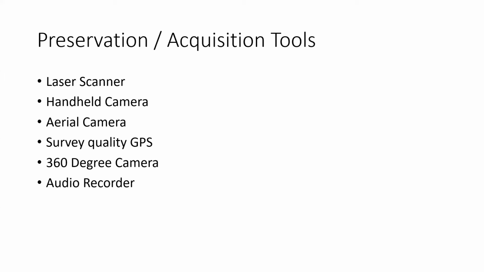Okay, so some of the tools that I think everyone should have when they're going to do something like some kind of site preservation is a laser scanner if you can afford it, because I'll show you that they can be very useful and give very good results. But also a handheld camera for taking photos of people and photos around the site to give that natural atmosphere, the cultural landscape part of it.